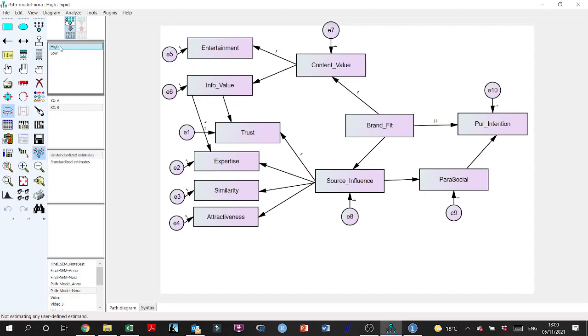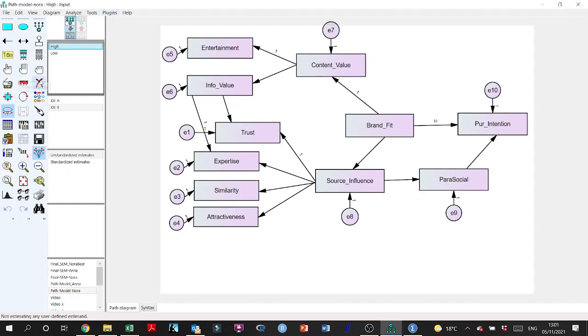Now, when this is highlighted as high, you are going to investigate 2 relationships. The brand fit over purchase intention and then the parasocial over purchase intention. For the first relationship, which is the brand fit over purchase intention, let's investigate this together and you can do the rest on your own.